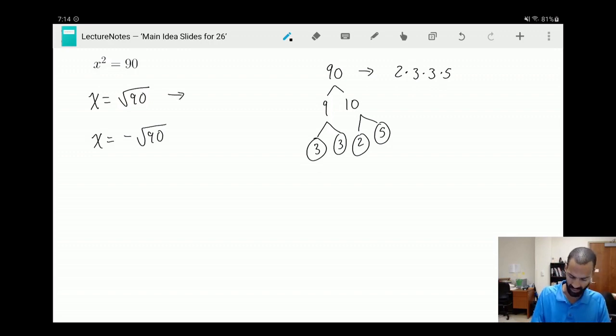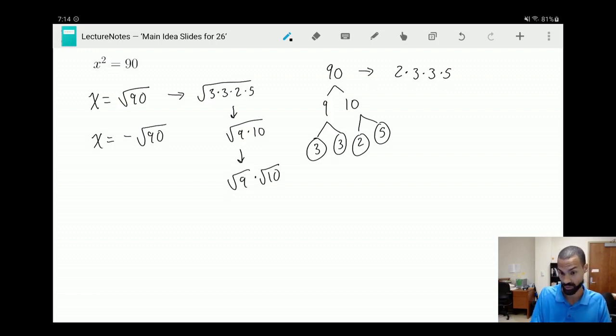So what can I do with that? Well, the square root of 90 is the same thing as, and I'm going to rearrange these a little bit, 3 times 3 times 2 times 5. This pair of 3's is the same thing as 9, right? And this 2 times 5 is the same thing as 10. This is the same thing as the square root of 9 times the square root of 10. And the square root of 9 is 3, because 3 times 3 is 9.